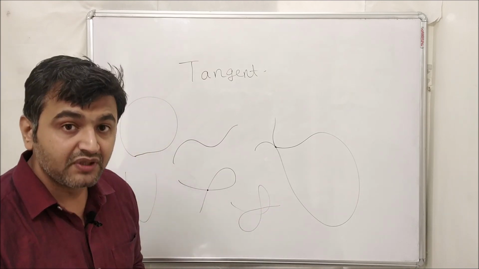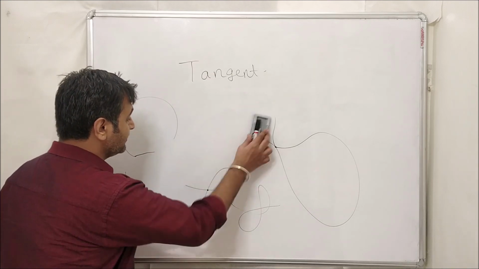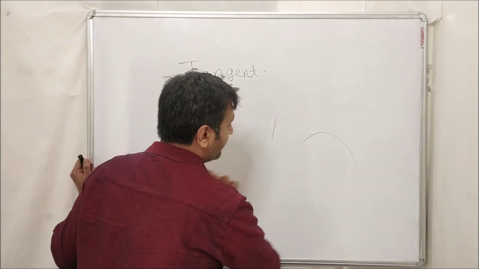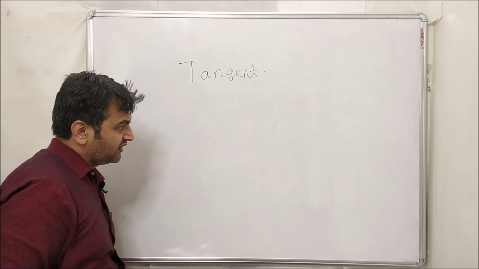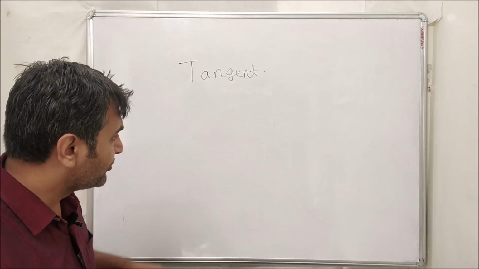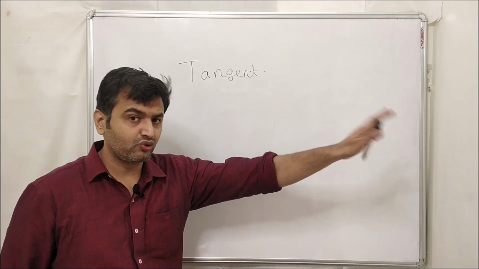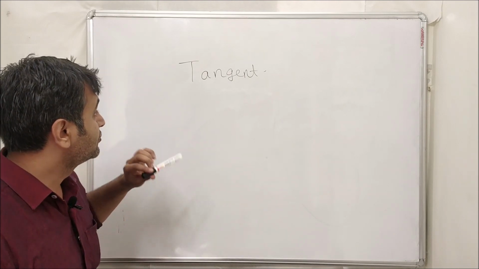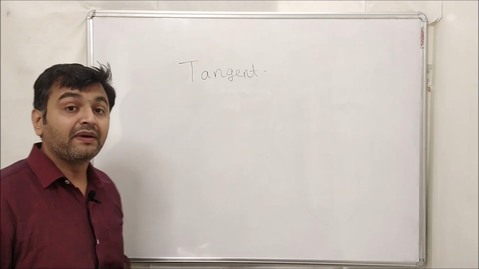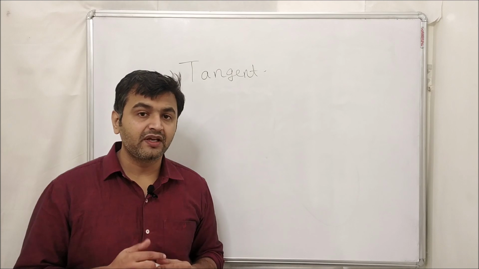Whenever you have a simple curve, the question is how to find the tangent vectors. For multiple points you have more than one tangent vector, but that's a different story, we don't want to go into that part. So suppose you have a curve which is a parameterized curve. Now what do you mean by a parameterized curve?